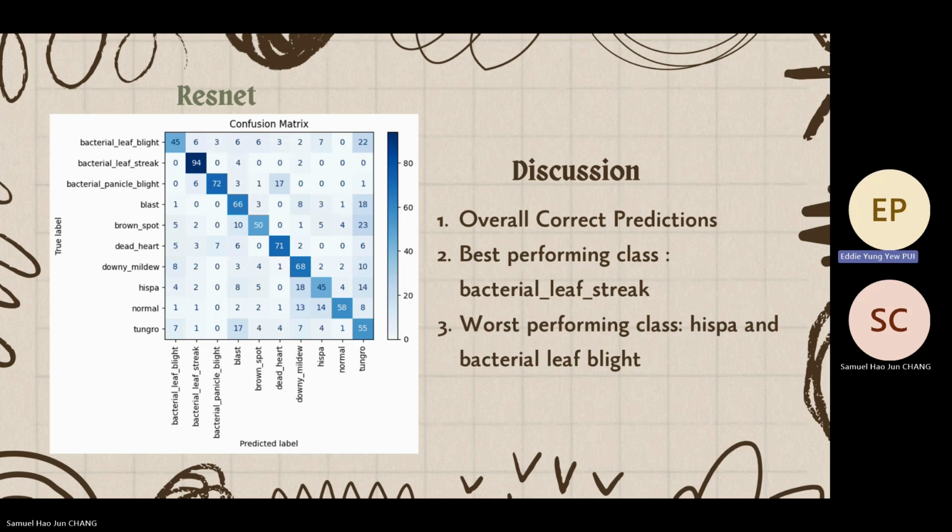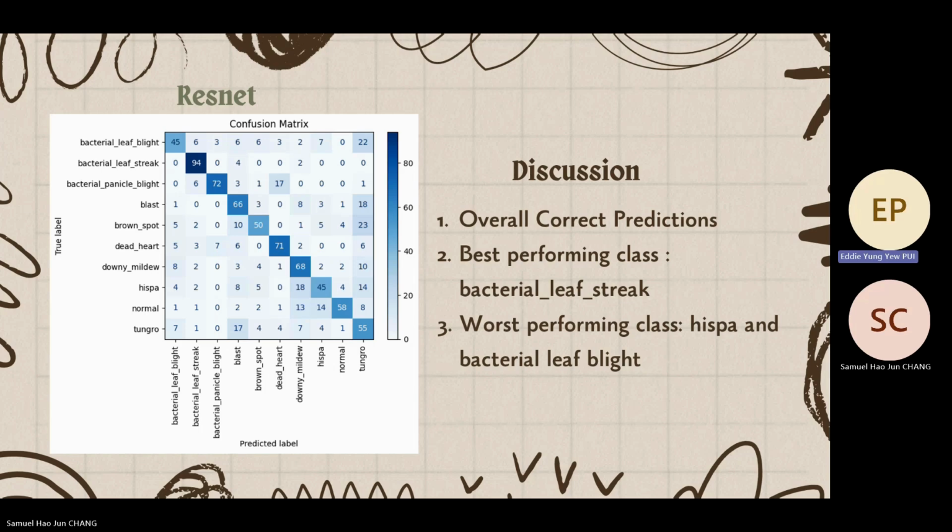So let's talk about the ResNet confusion matrix result. Overall, this model has correct predictions, as the diagonal values are very high, as we can see. The best performing class is bacteria leaf streak, which has 94 correct predictions. And the worst performing classes are the HESPA and bacteria leaf blight, which have 45 correct predictions.